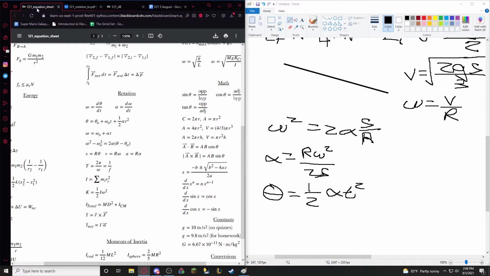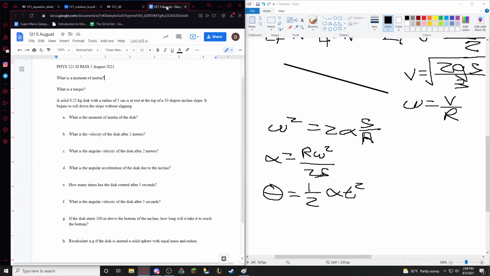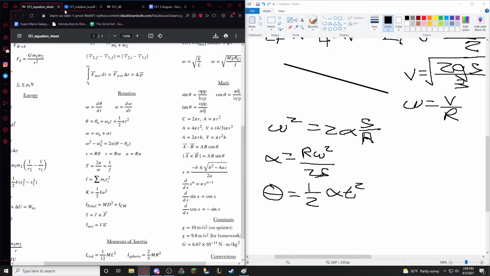Oh yeah, we could just use the second one because we know the initial would be 0. So it'd just be the angular velocity times the time. And how long would it take? It's 5 seconds. So, yeah, we just multiply it by 5 seconds.